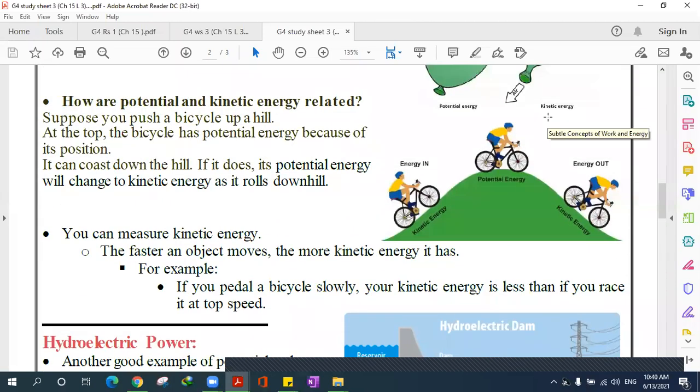We can measure the kinetic energy by how fast or slow the object is. The faster the object is moving, the more kinetic energy it has. Like, I can be running so fast, so now I have more kinetic energy. But what if I am running?